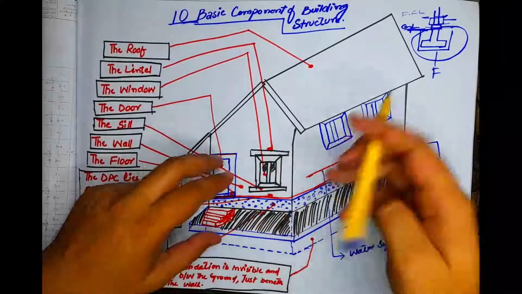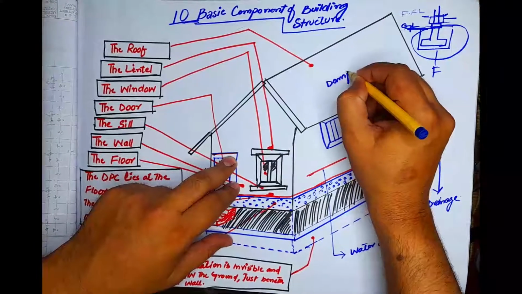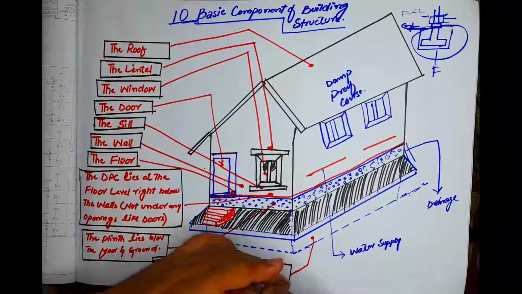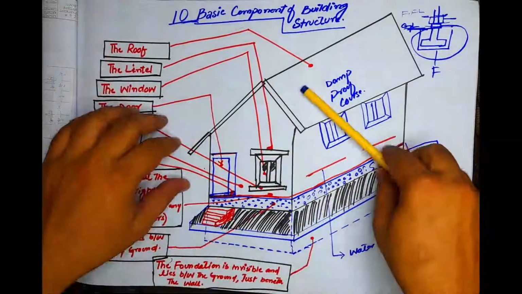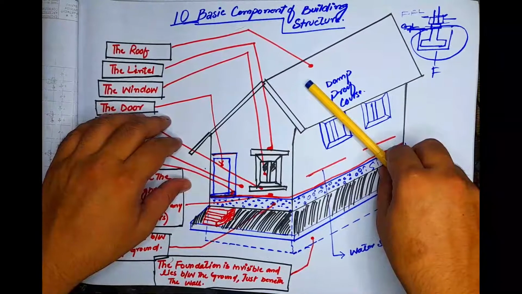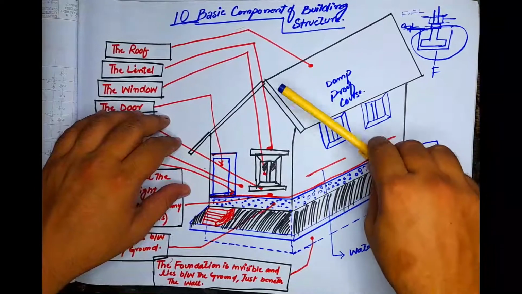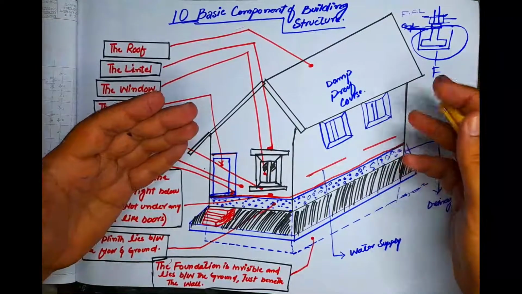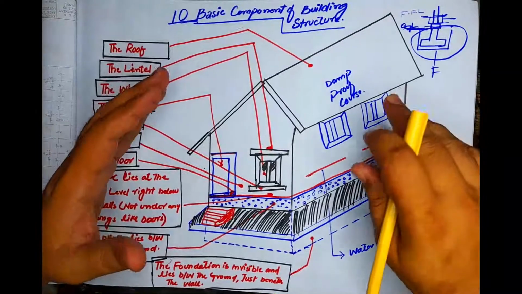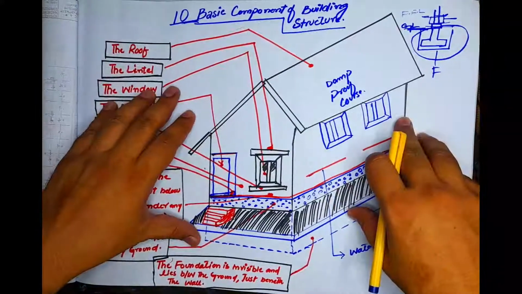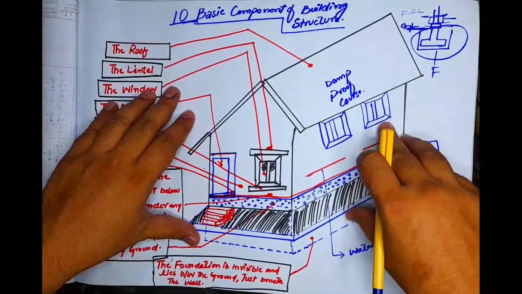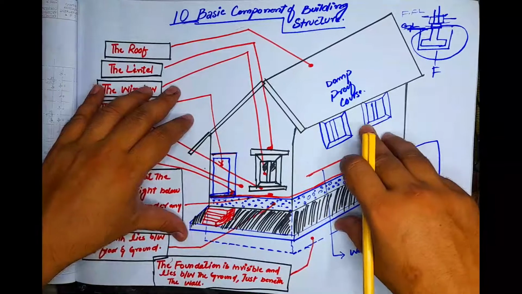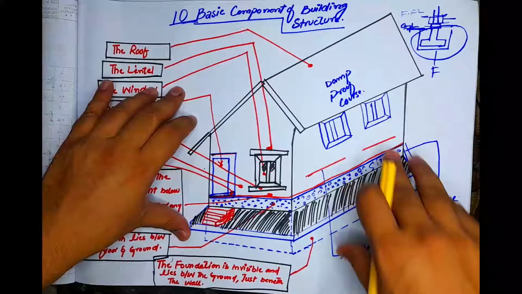DPC means damp proof course. A damp proof course is a layer of waterproofing material such as asphalt. We can use asphalt sheet as a DPC. Its main purpose is to prevent dampness in the upper portion of a building. Waterproofing cement walls are constructed above the damp proof course. Damp proof course prevents surface water from rising into the wall.